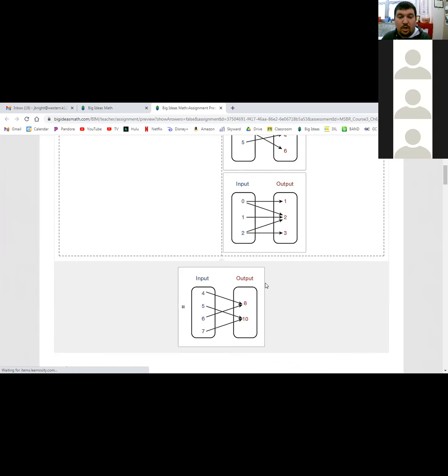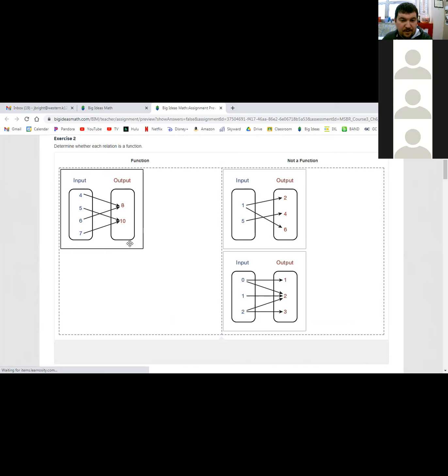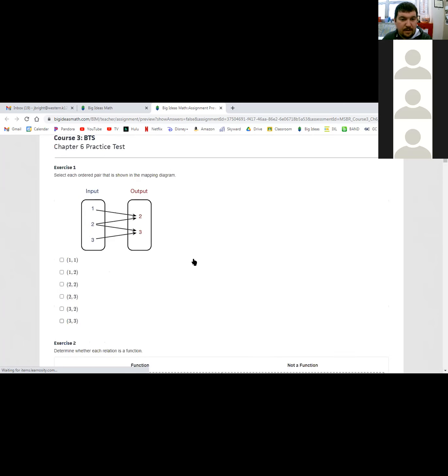Let me rephrase. Is there one input that's going to 2 or more outputs? The answer is no. 4 and 6 are both going to 8. 5 and 7 are both going to 10. But because 5 is only going to 10 and 7 is only going to 10, that still works. This is still a function. It's when 4 goes to 2 different outputs, like here for number 1. So it's easier to do on your iPad than it is to write it on your paper.